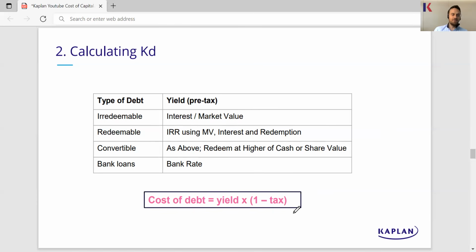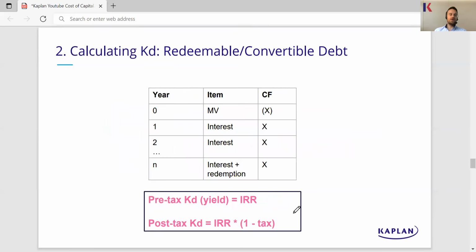Now, let's just look at that redeemable debt, this IRR calculation. A lot of qualifications now allow you to use software, and there is an IRR function. So it works quite nicely. You can use this in Excel or Google Sheets, or various different software setups to calculate this. So if you put in at year 0 your market value as a negative figure, and then you just have to do each year separately. So you do year 1 interest, year 2 interest, up until year N, which is the year of redemption.